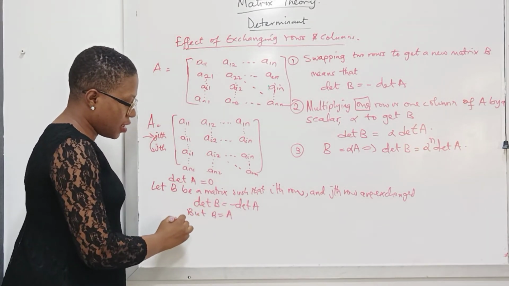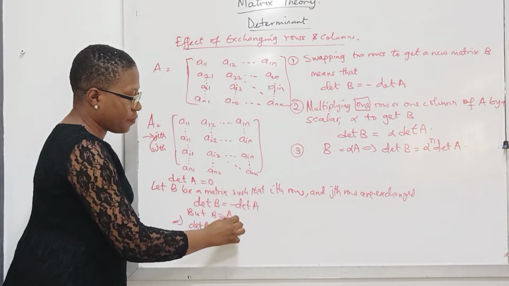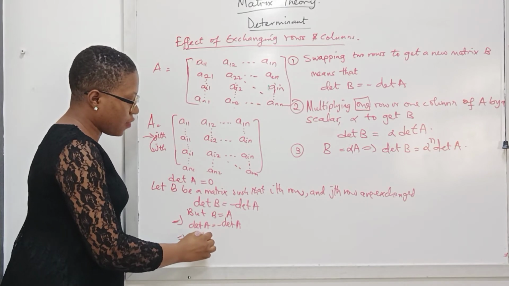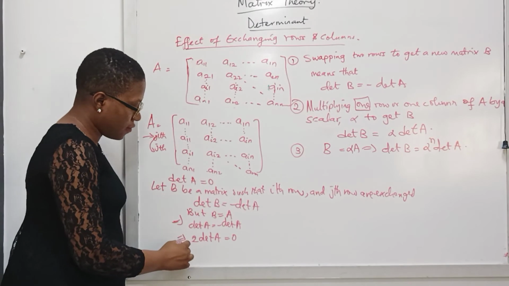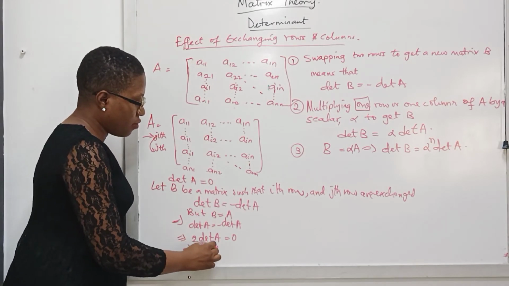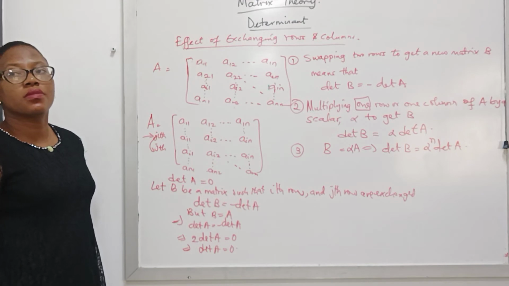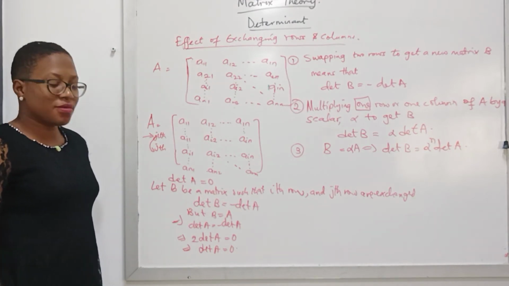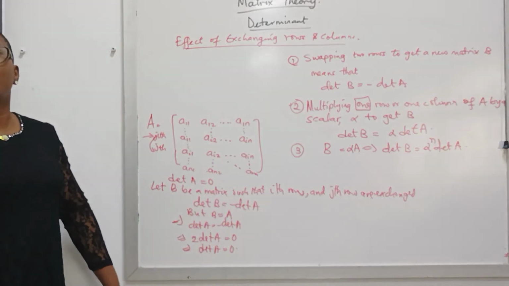So that means that determinant of A is equal to minus determinant of A. What does it mean? It means that 2 determinant of A is equal to 0. If I divide both sides by 2, I have determinant of A must be 0. Do you understand? You don't understand? I'm going to give an example. Okay, let's take an example so you understand.